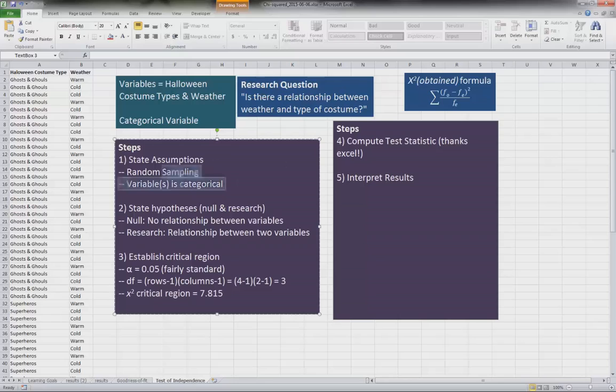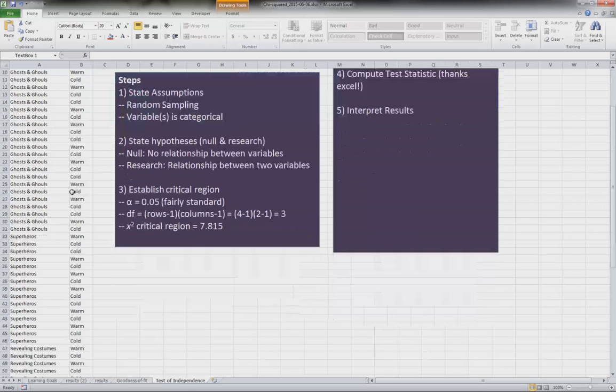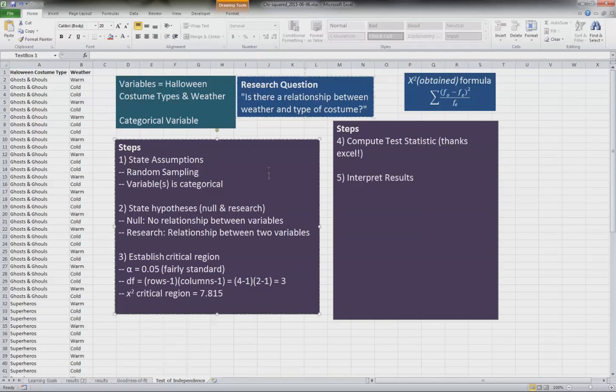So now let's take a look here. We have the same assumptions for our test of independence. Our null hypothesis is going to be a little different, right? So let's start at the beginning here. We have two variables, Halloween costume types and weather. So maybe we're interested in whether there's a relationship between the weather and type of costume. So maybe people don't wear quite as revealing costumes when it's colder compared to when it's warmer, right? So we can test and see if there is a relationship there.